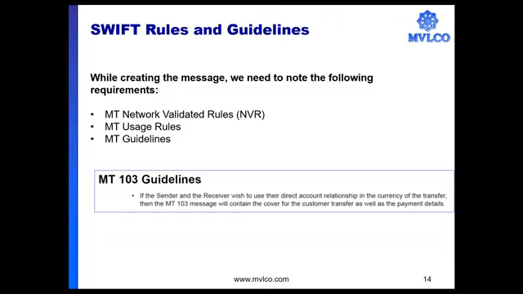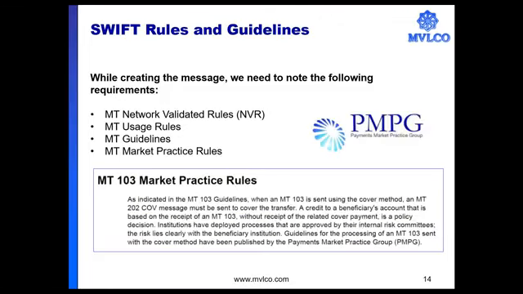The fourth optional compliance is the market practice rules. The market practice rules specify the rules published by some recognized market practice group. Here you have the example of the Payments Market Practice Group creating a rule for the MT103. We don't need to comply with the MT guidelines, and we also don't need to comply strictly with the market practice rules. Both are optional. So this is the mechanism of compliance. The first two, NVR and the usage rules, are a must, and the next two are optional.